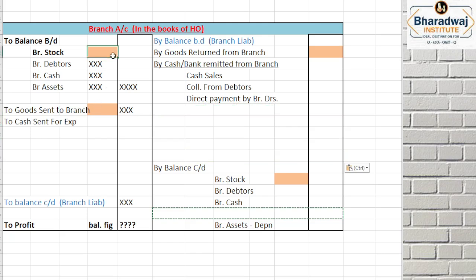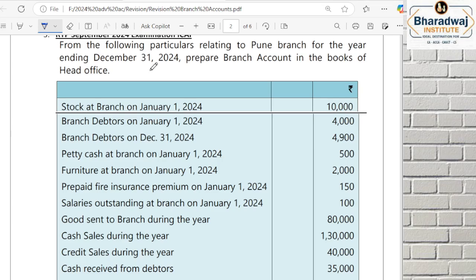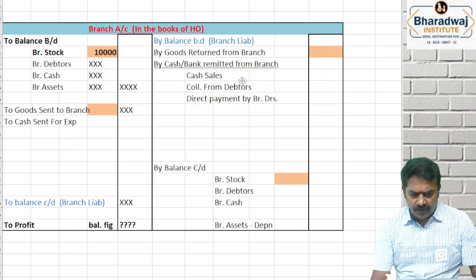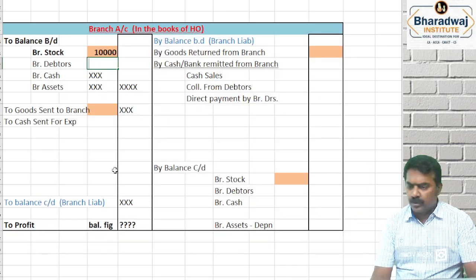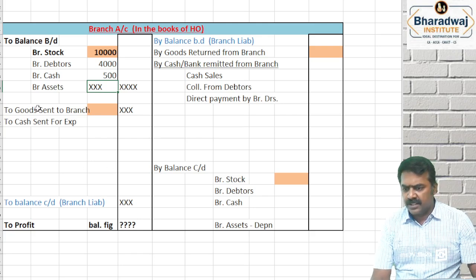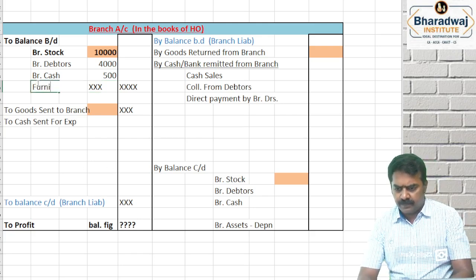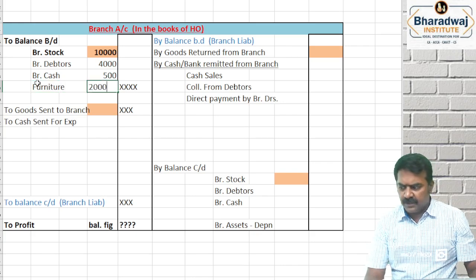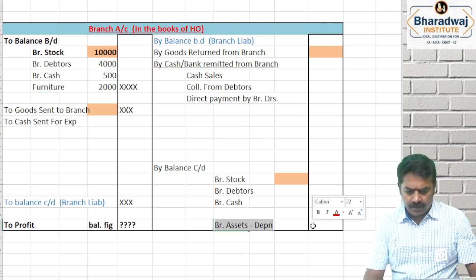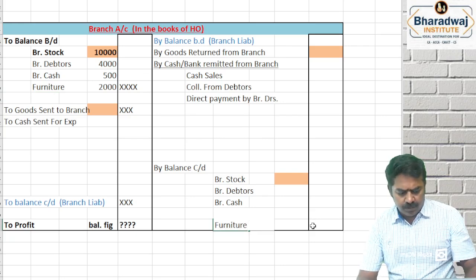Shall we? Let us first fill up the data, then the missing data, let us take it. What is the opening stock given? Opening stock, 10,000 given. Opening debtors, how much is given? 4,000 is given. Petty cash opening balance is 500. Then opening branch assets, that is furniture, 2,000 is given. Closing balance of furniture will be 2,000 minus 10%.